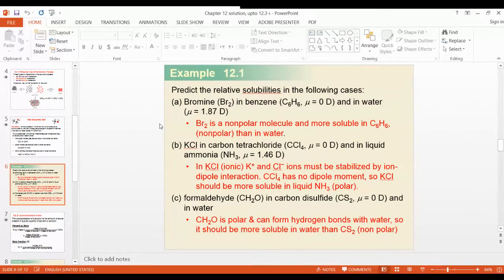Look at the first example. Predict the relative solubilities in the following cases, whether you will make a solution or not. Example 1, bromine in benzene. Bromine is non-polar, benzene is also non-polar, so automatically it is non-polar. Benzene is a liquid and bromine is a gas. So can it be soluble, or can it make a solution or not?